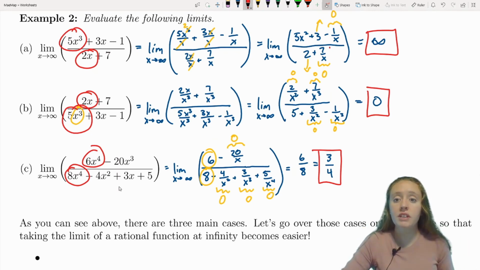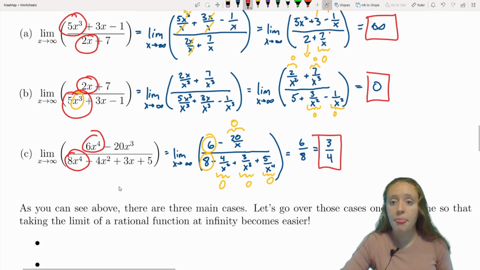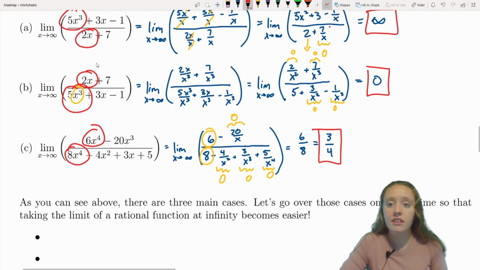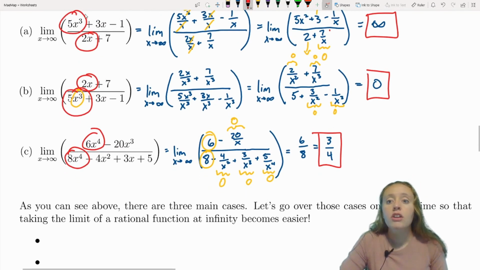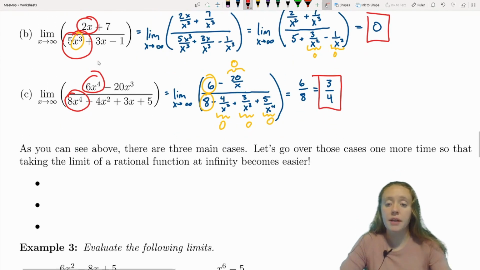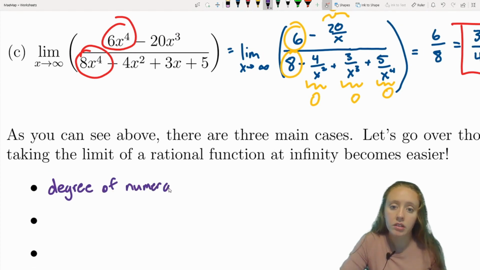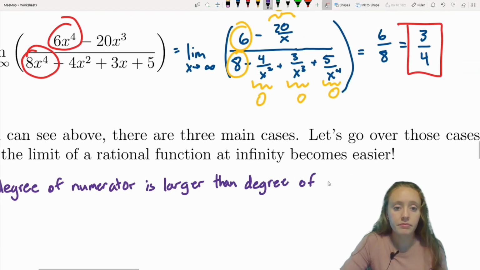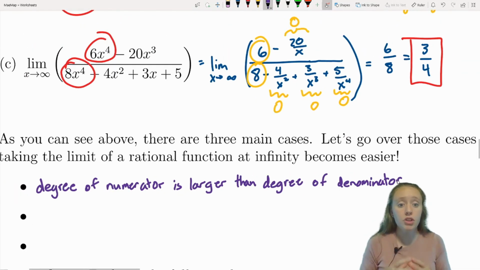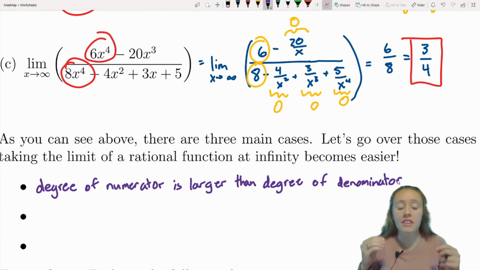So let's go over those different cases one more time. One case is that, like in example A, the numerator degree is greater than the denominator degree. So I'm going to write here, the degree of the numerator is larger than the degree of the denominator. And when this is the case, if we take the limit of that function, think about it.